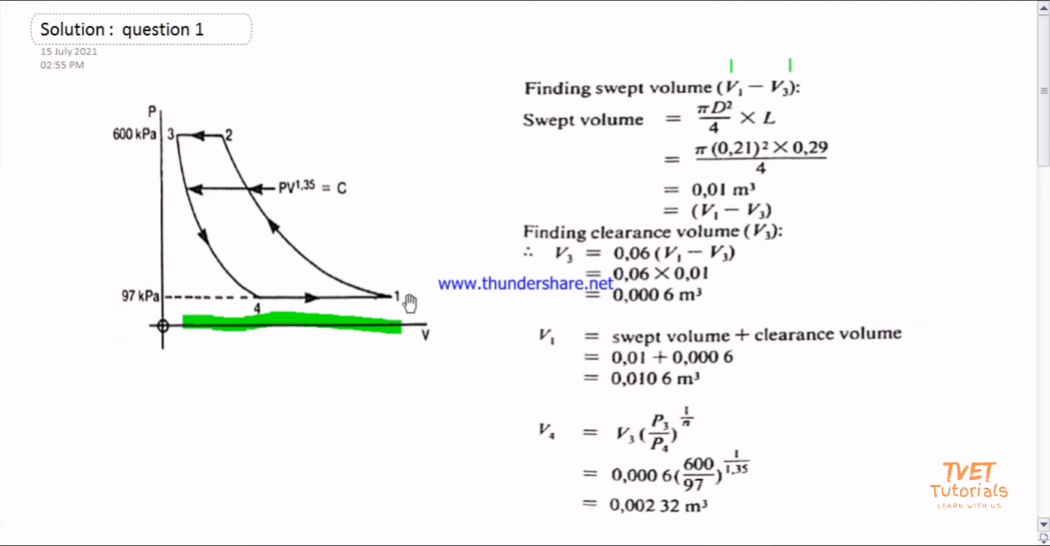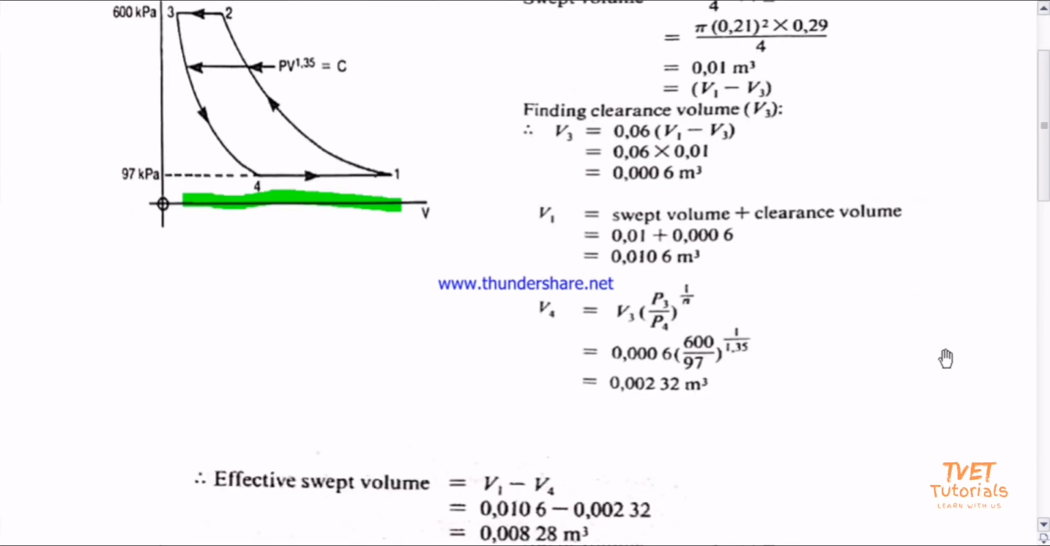So here V1 is the total volume. It's going to be the swept volume plus the clearance volume. So it's the entire volume here, which is V1. It's going to be the swept volume, which is 0.01, which we got from here, plus 0.0006, which we got here. So our V1 now becomes the sum of the two, which is 0.0106 meter cubed.